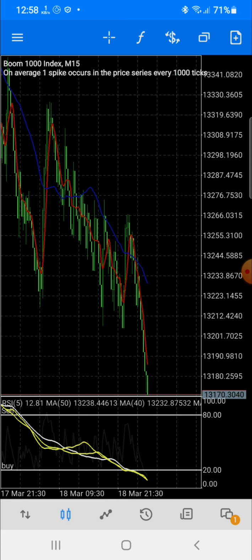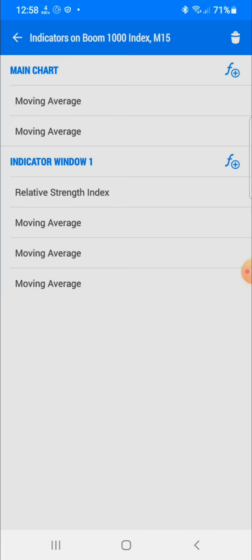So let's just go straight to the settings, the part everybody wants. Let's see what we have there. These are the settings: on the main chart, 2 moving averages, like I said, and in the indicator window 1 we need to add the RSI first, and then on the RSI chart below we need to add these 3 moving averages.